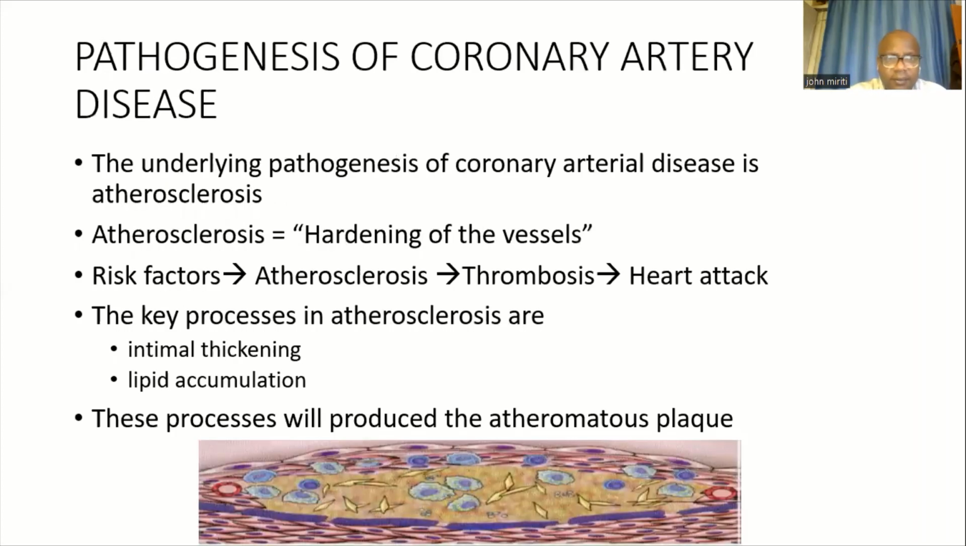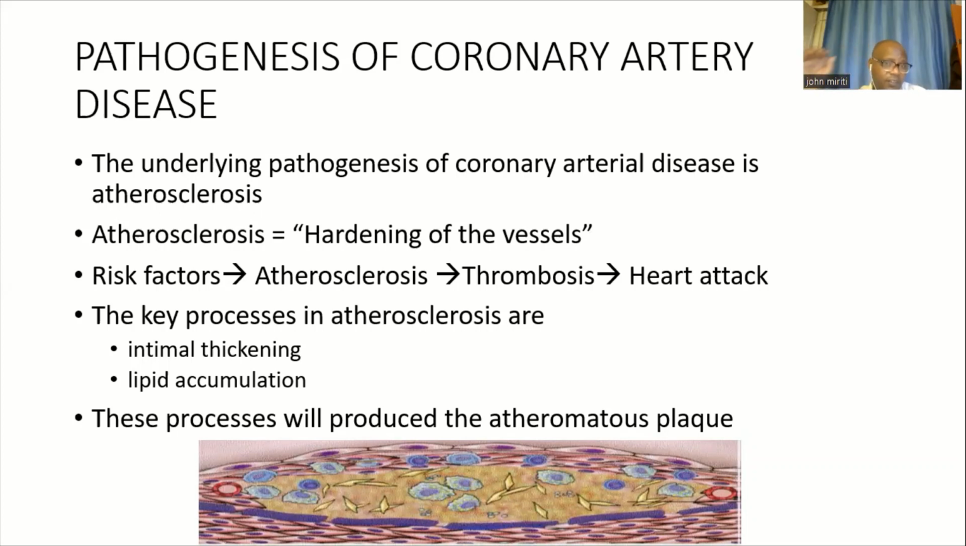So let us look at the pathogenesis of coronary artery disease. The underlying pathologies of coronary artery disease are atherosclerosis, purely the hardening of the blood vessels resulting in narrowing of the lumen. So in this case, a patient has risk factors like obesity, which result in atherosclerosis. Atherosclerosis results in embolism and thrombosis, which cause a heart attack because there is a complete obstruction of the blood vessel supplying the heart, and this is the coronary artery.